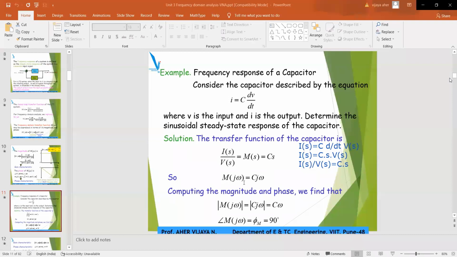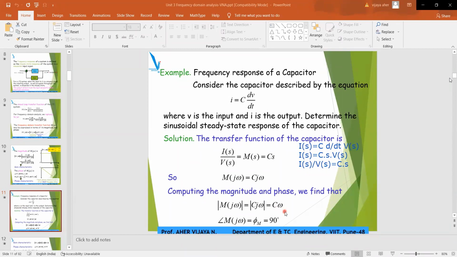How to find the magnitude? In order to find the magnitude, you have to take the mod of this equation. The magnitude of M of j omega is the mod of this equation. And in order to find the phase of M of j omega, you have to take the angle. So the mod of M of j omega is equal to the mod of C j omega, which is equal to C into omega.